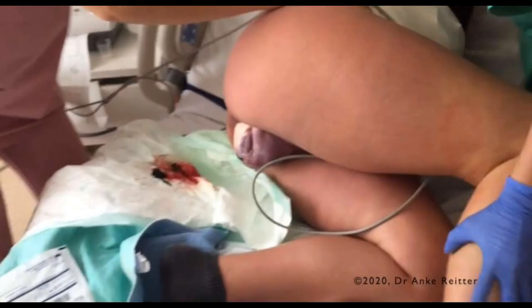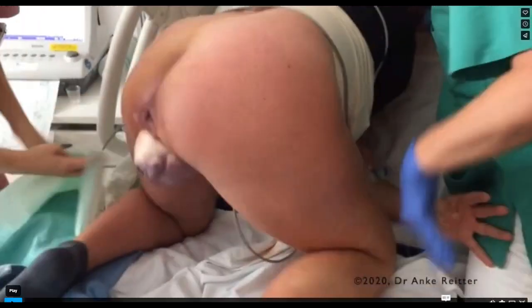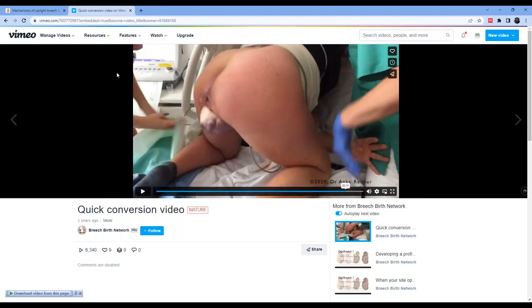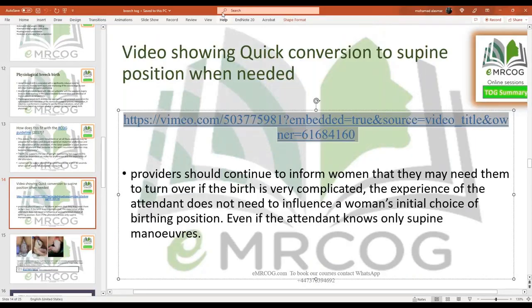As you can see, the woman is moving during the delivery. I'm sorry for the picture quality. She is moving through the delivery, and this movement, whatever position helps, is considered physiological and will be the first thing that we do. So let's go through the algorithm one by one.